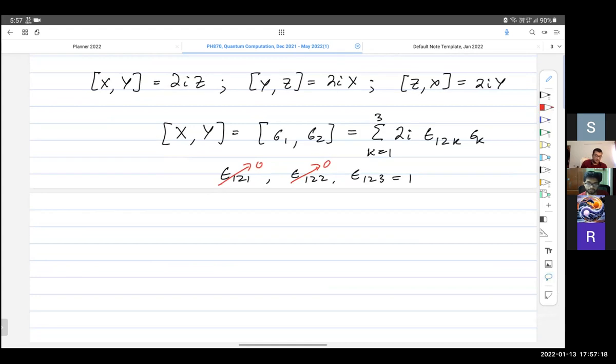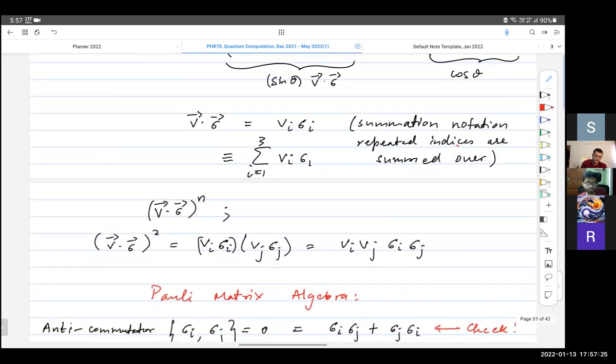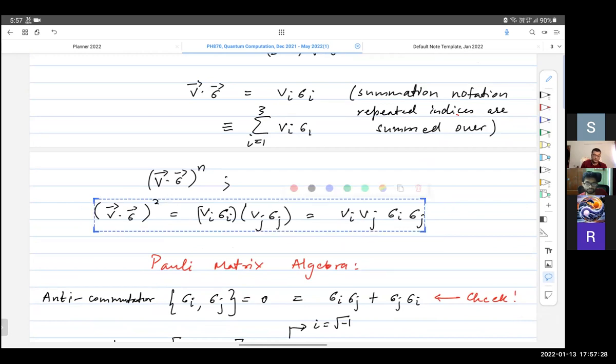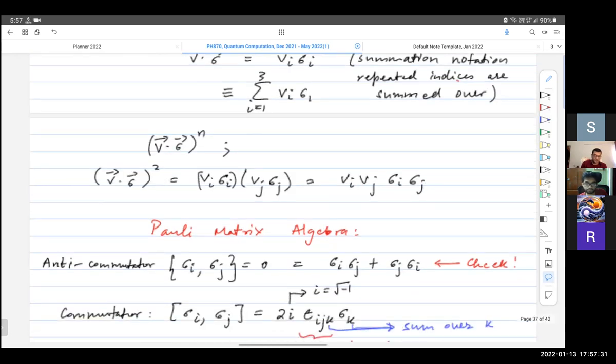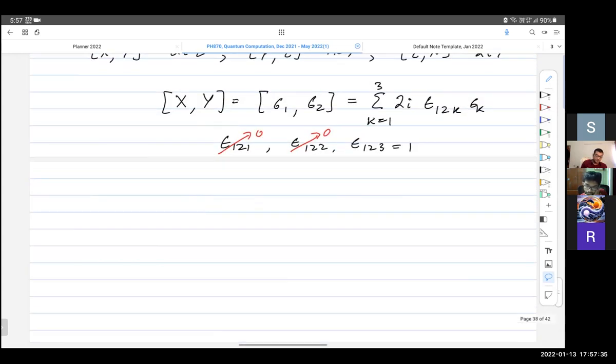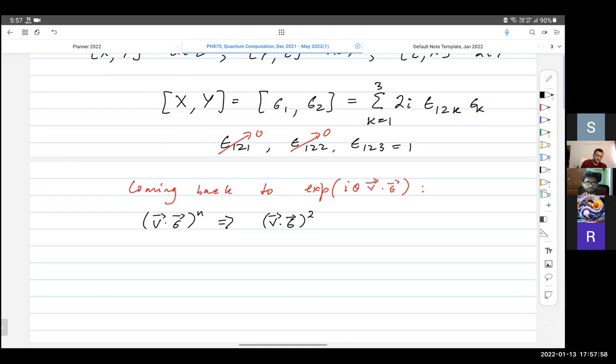And so this brings us back to this calculation that we were trying to do. Okay, so what is this sigma i sigma j? So coming back to this evaluation of this exponential, we wanted to understand how to take the nth power. So for that, we started by looking at the second power, which is v_i v_j sigma i sigma j. All right.